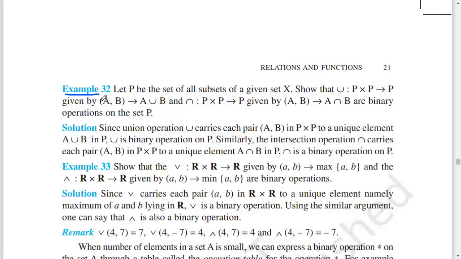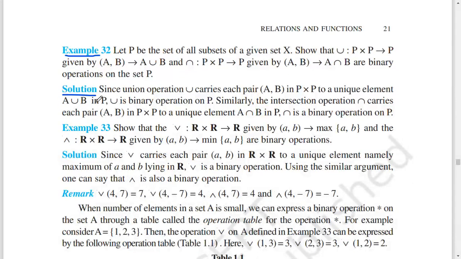Example 32. Let P be the set of all subsets of a given set X. Show that union: P × P → P given by (A, B) → A ∪ B, and intersection: P × P → P given by (A, B) → A ∩ B, are binary operations on the set P. Solution: since union carries each pair (A, B) in P × P to a unique element A ∪ B in P, union is a binary operation on P. Similarly, intersection carries each pair (A, B) in P × P to a unique element A ∩ B in P, so intersection is a binary operation on P.